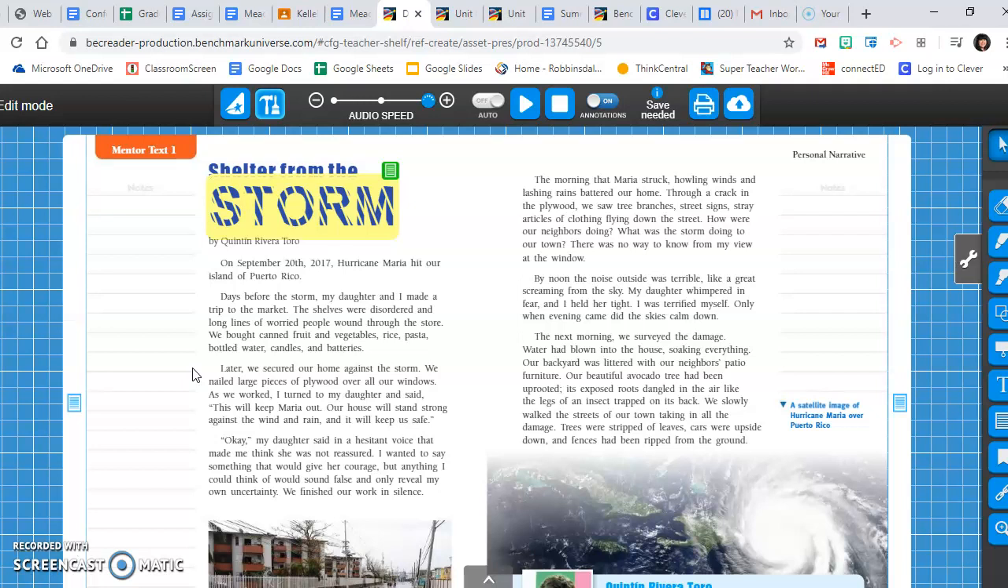As you're reading, it's important to always clarify. As I'm reading, I needed to clarify to myself, wait, who's Maria? Oh, right. The first sentence told us it was called Hurricane Maria. So when it says this will keep Maria out, they're talking about the storm.